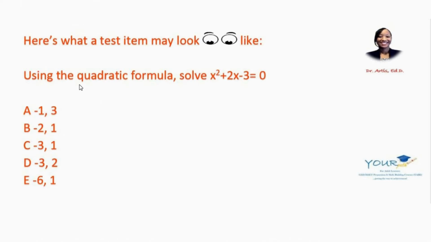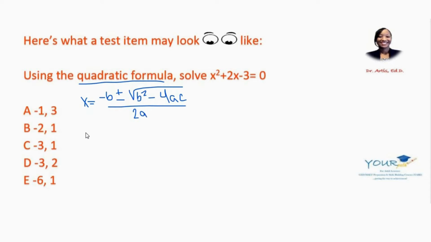So now in order to solve this problem, you want to make sure that you are familiar with your quadratic formula. And that formula is x equals -b plus or minus the square root of b squared minus 4ac, and all of this is divided by 2a.